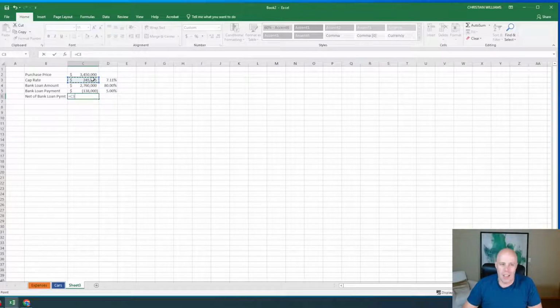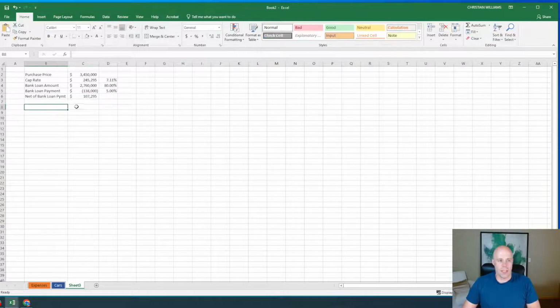Now I'm going to use a plus sign here. The reason I'm using a plus sign is because this is actually a negative number. The way I know that is because of these parentheses around it, and in accounting that often signifies a negative. So I'm going to go ahead and click C3 plus C5. So I'm adding a negative, which actually makes it a subtraction, and hit enter. And now we've got $107,000 a year left after we've paid our bank loan.